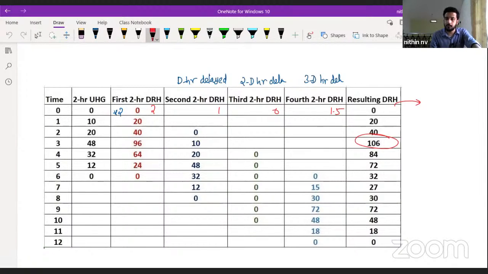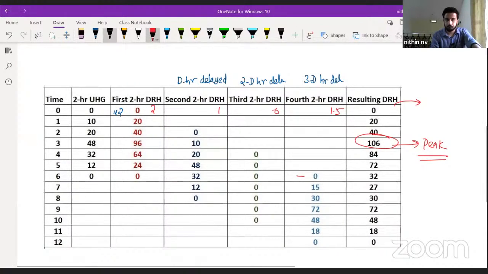Otherwise you may make a mistake here, or you can simply directly take this one, but you have to shift by 2 times. Those things you just remember. Discharge or peak value of the resulting direct runoff hydrograph. Are you getting the answer, everyone? Is it clear? Yes, very good.